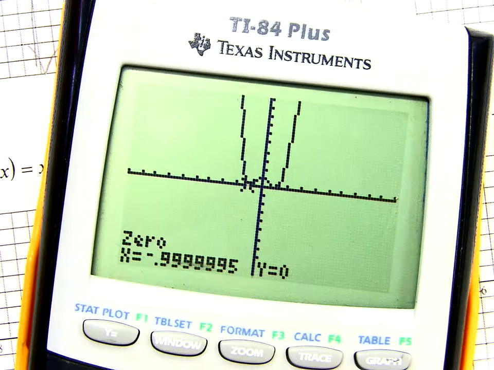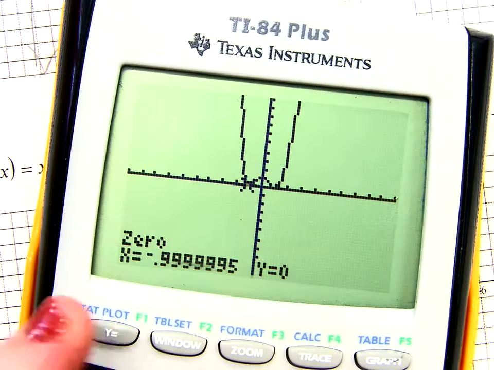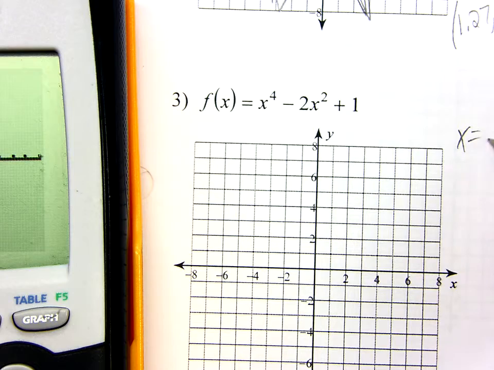I don't know how. What, -1? Yeah, so just call that -1. So looks like we have an x-intercept at -1. I thought it was 2 because it bounces. Yes.